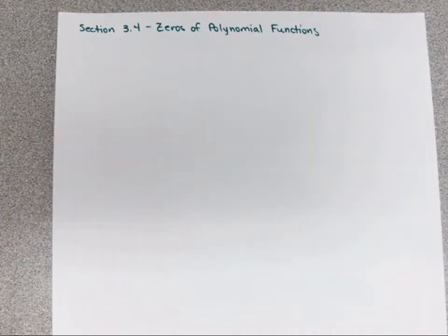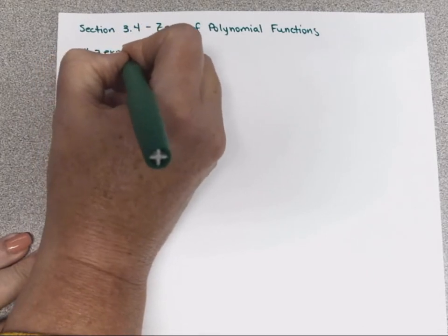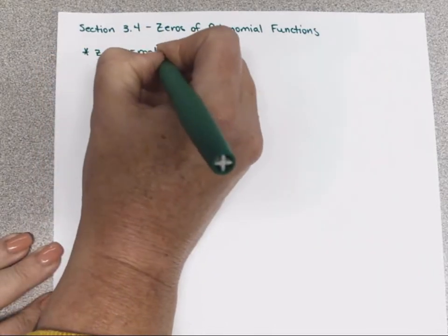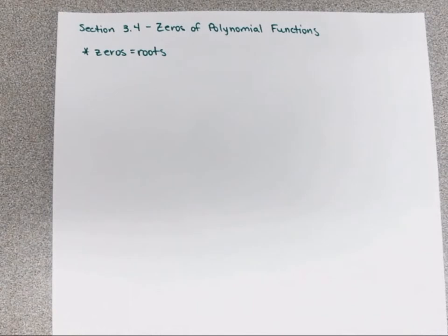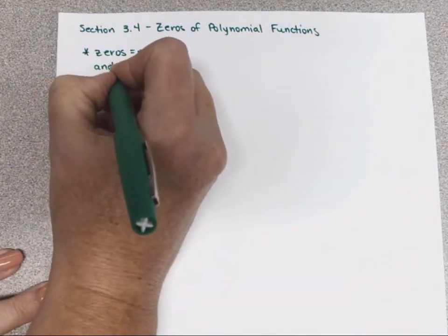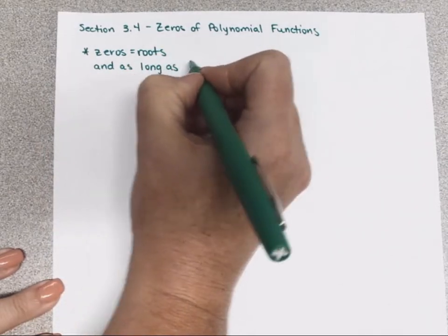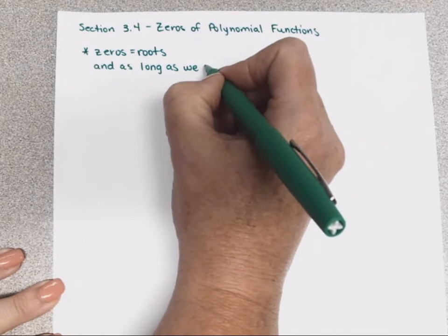But today we're going to look more specifically at zeros of polynomial functions. Okay, remember that zeros are the same thing as roots, so I'll use those words interchangeably. Okay, they mean the same thing, and also as long as we get real numbers, they're also x-intercepts.